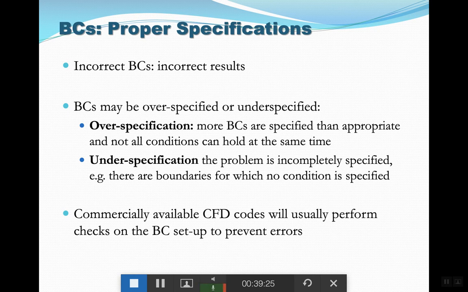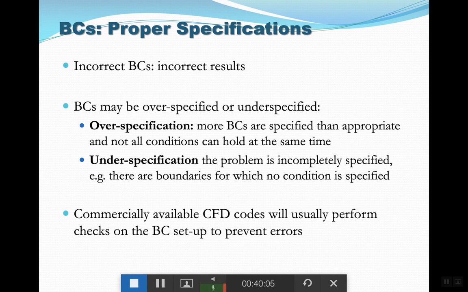Now, dealing with our software, dealing with over-specification is different from dealing with under-specification. So in over-specification, if you over-specify, the software will give you an error saying you have over-specified. It won't unfortunately tell you where the over-specification is, but it will tell you it's over-specification, and you literally have to go through your geometry and boundary conditions to find that over-specification.